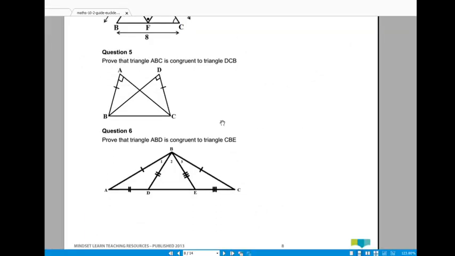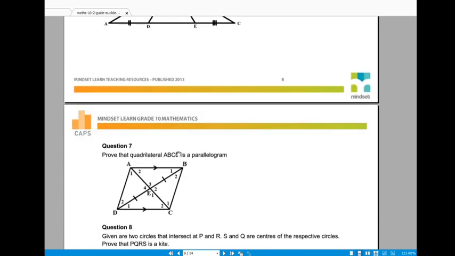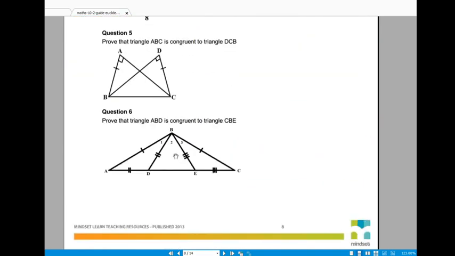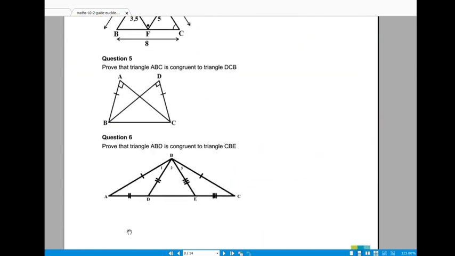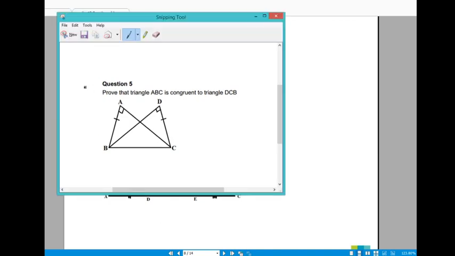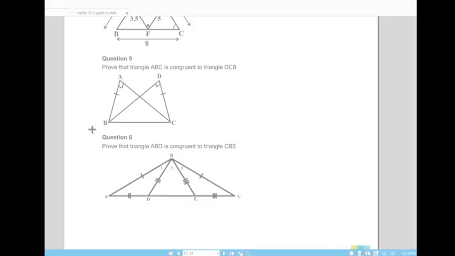And then see question 6, right? I think you can do question 6, right? And then the rest of the questions you can do on your own, and then check the memo. Okay, so question 6.